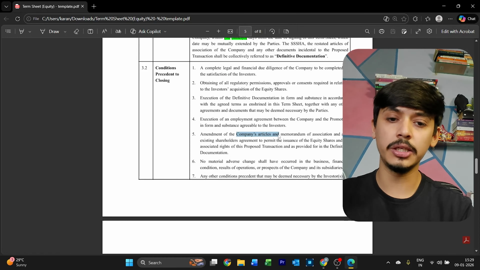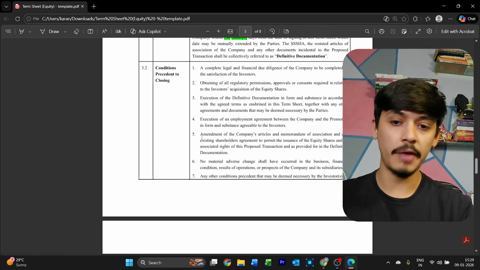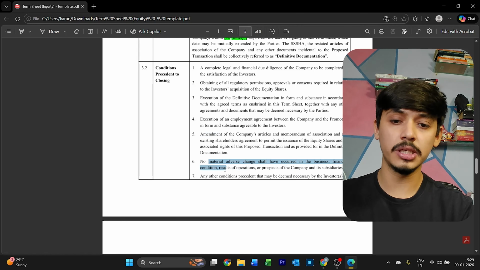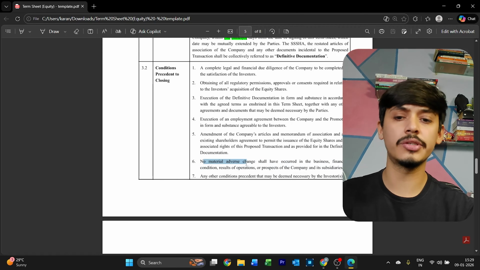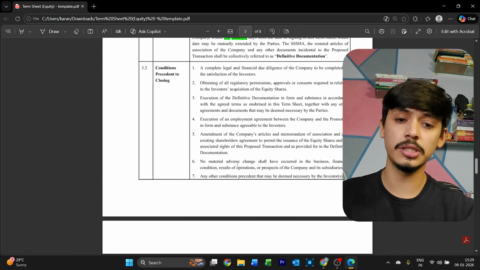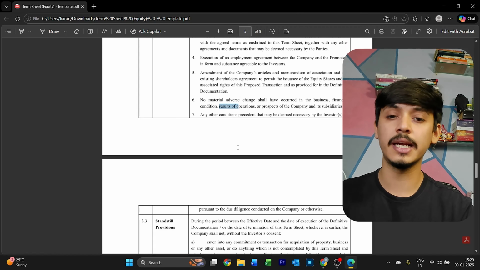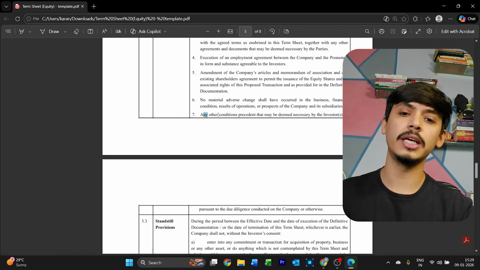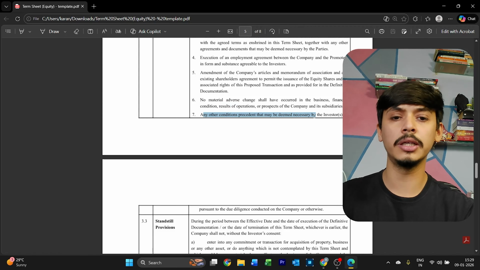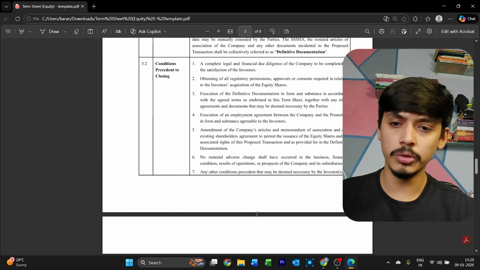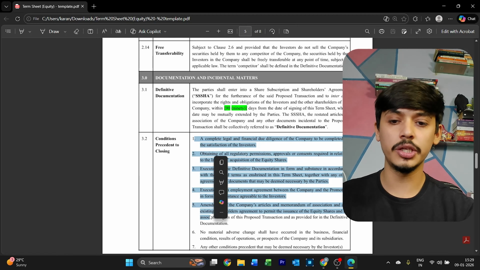Then the company's articles and memorandum of association have to be amended. Then no material adverse change shall have occurred in the business. So after having started this discussion, there should be no material changes in the finance, business, or operation model and things that can hamper this transaction down the line. Then any other condition deemed necessary by the investors pursuant to due diligence on the company or otherwise. So to close the transaction, all of these conditions have to be met.